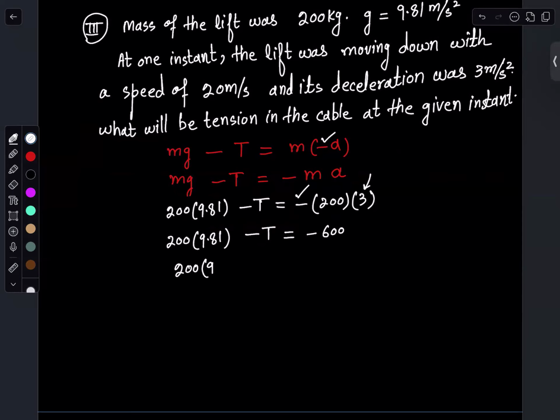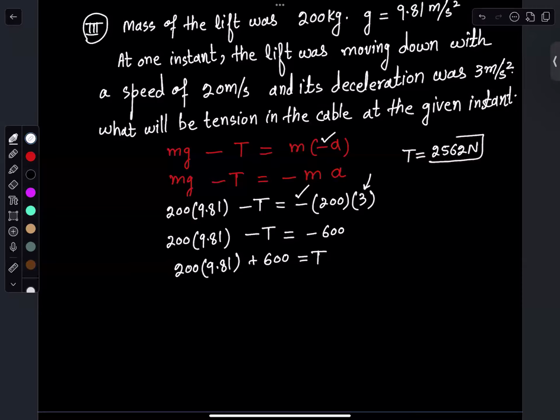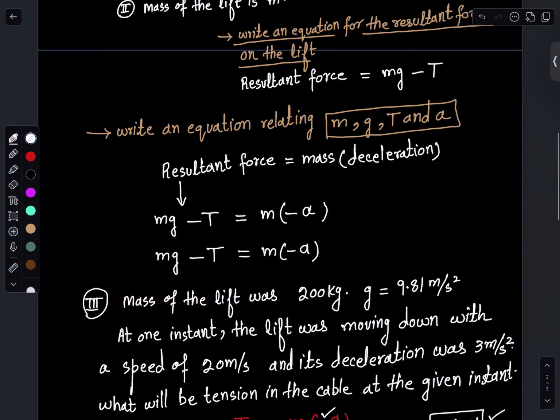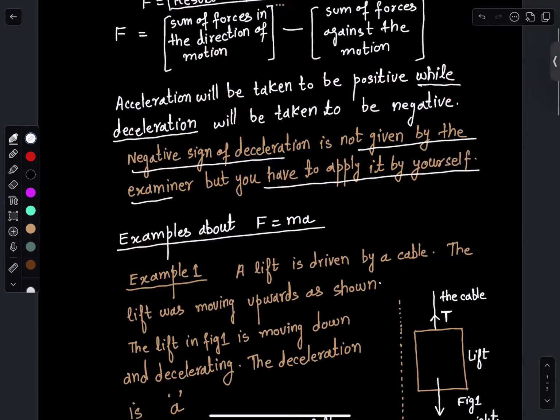200 into 9.81 plus 600 is equal to T. So Musa, what is the answer for T? 2562. And what will be its unit? Newtons. Now we will do 2 more examples of F equals ma. We are doing 3 examples for this. This was example number 1.